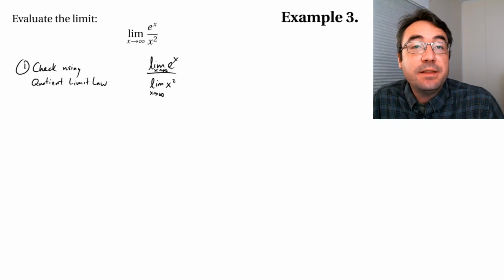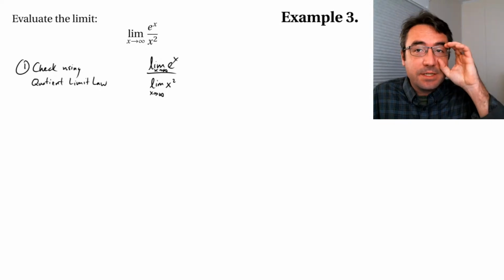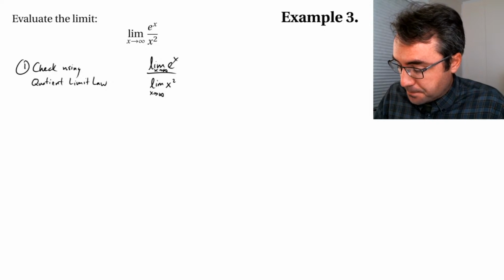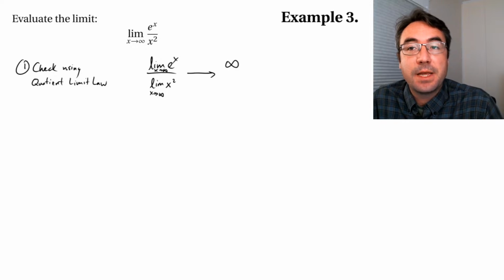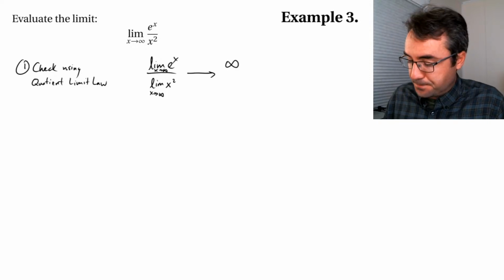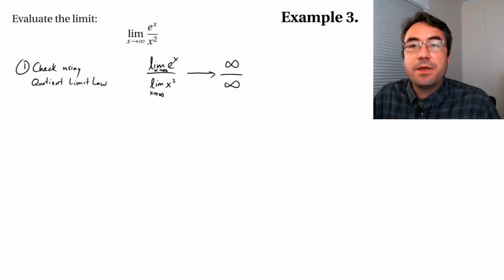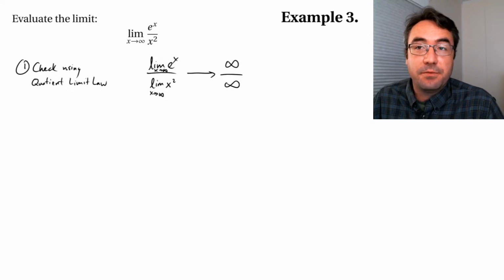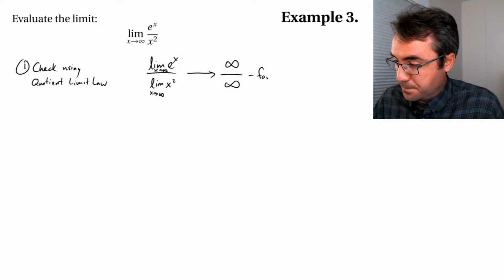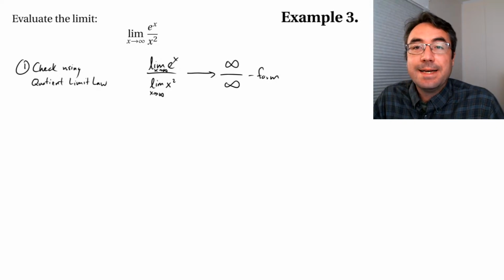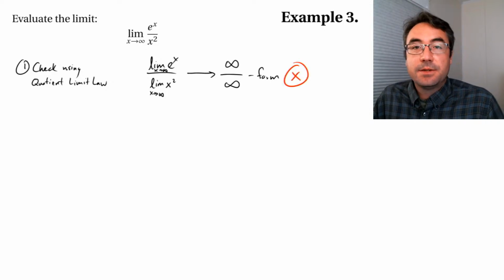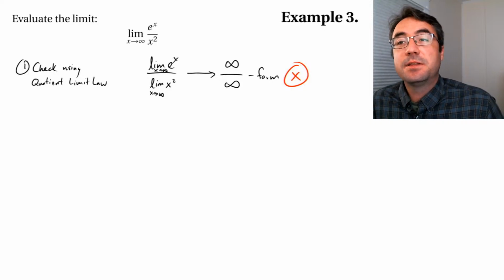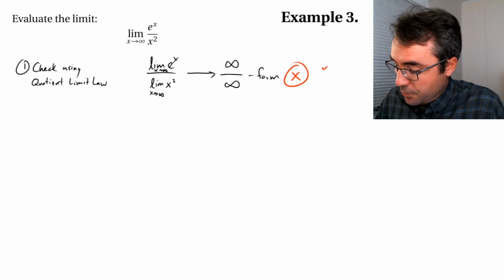So what is the limit of e to the x? E to the x just by itself, what does that limit do? Well, e to the x gets really large as the exponent gets really large. And then x squared, as x gets really large, x squared also gets really large. So we end up with an infinity over infinity form. So that's not the answer. We're not done. But it actually does tell us a little bit of something. It tells us that we can use L'Hopital's rule.